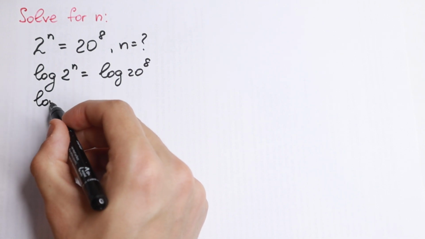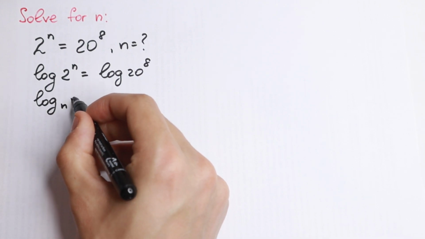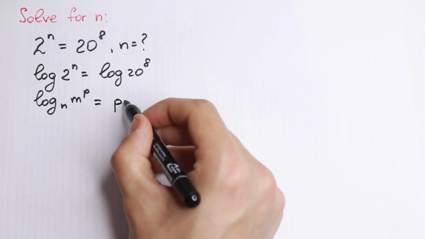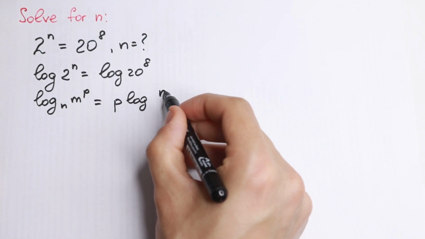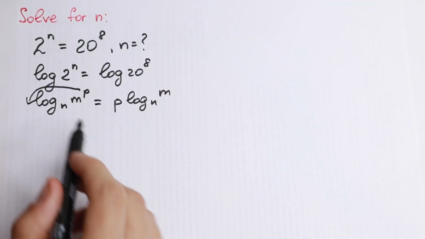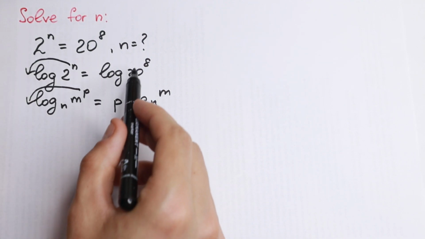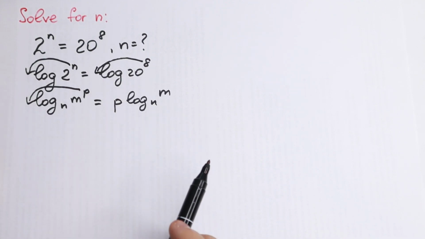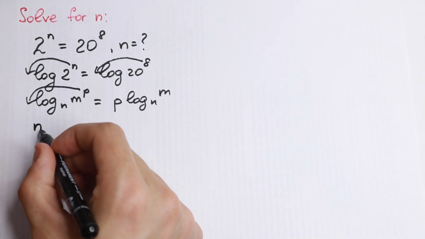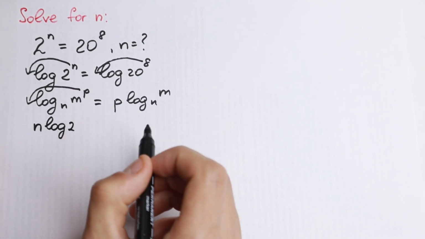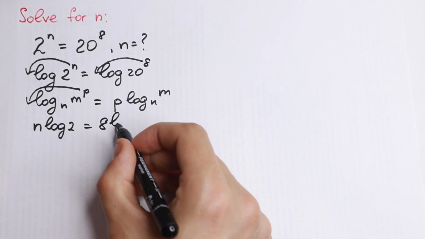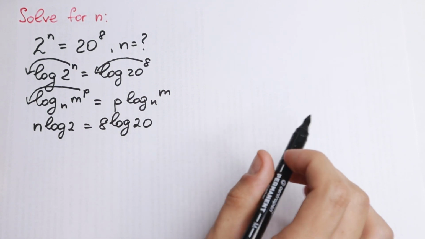If we have log base n of m to the power p, for example, we can write it as p times log m base n. So this power goes right here. In this case this n goes in the beginning, and in this case this 8 goes right here in the beginning. What we'll have is n log 2. I hope you understand this. This n goes right here, equal to 8 log 20.